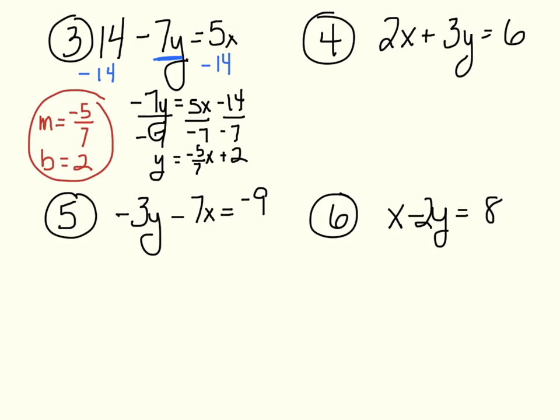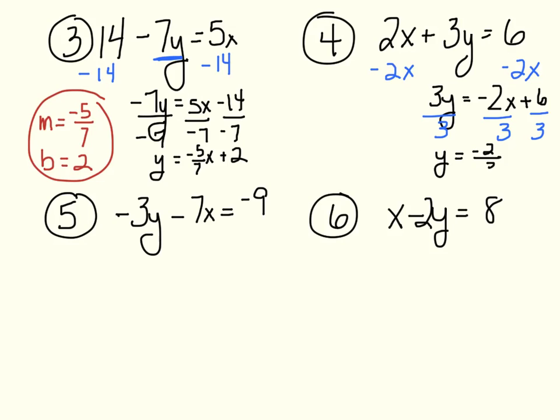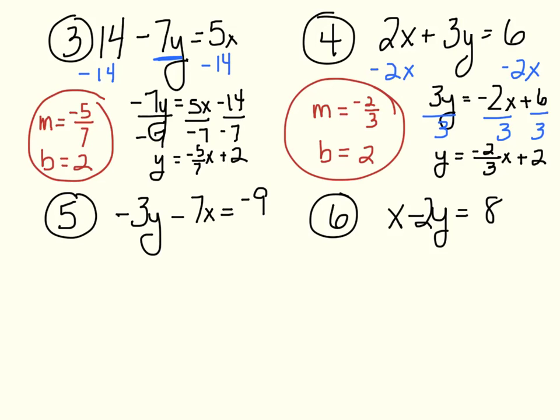Example number 4, solve for y. Subtract 2x on both sides. Please do not make a common elementary error and take 6 minus 2x. You cannot do that. We then get 3y equals negative 2x plus 6. I now divide everything by 3. That gives me y equals negative 2/3 x plus 2. My m would then be negative 2/3. My b would be 2.